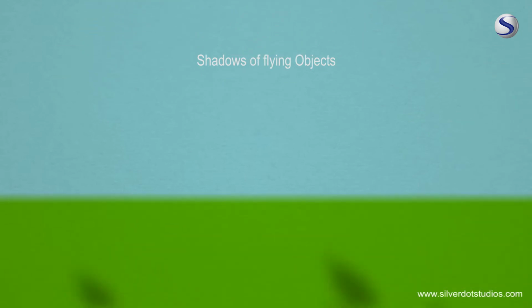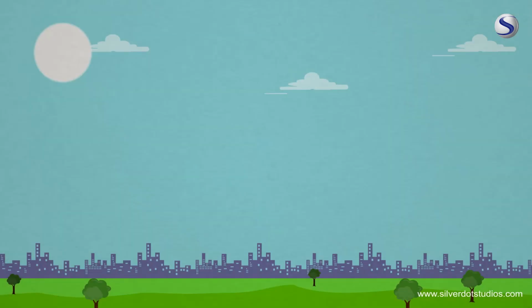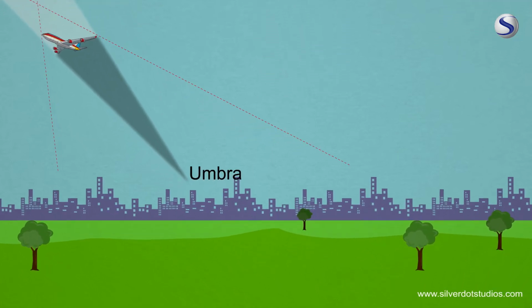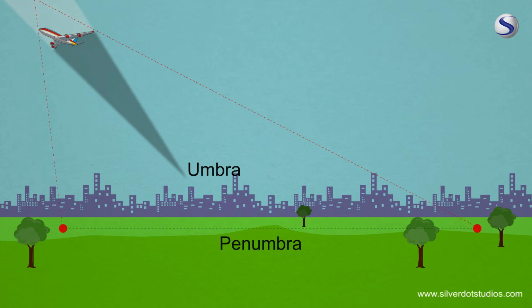Shadows of flying objects. When you try to locate the shadow of a flying object, for example, a bird or an airplane, which is flying high up in the air, in sunlight, you will not be able to locate a shadow. That is because, when the flying object obstructs sunlight, it is high up in the air, and therefore, its umbra does not reach the earth. The penumbra is formed, but it is so faint that it is not visible to the naked eye.